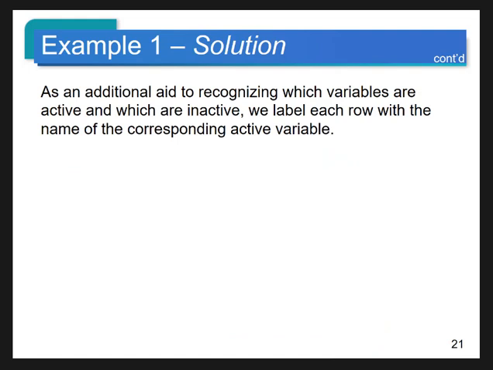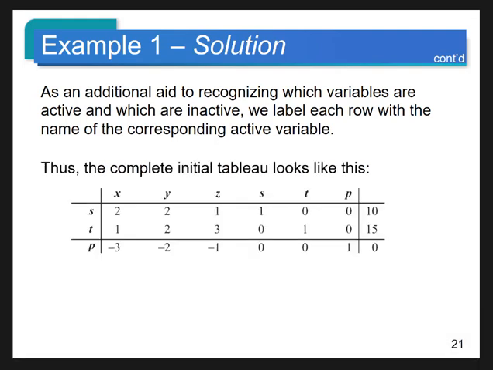So as an additional aid to recognizing which variables are active and which ones are non-active or inactive, we label each row with the name of the corresponding active variable. Like I said, this one gets labeled as an S because we're using the S as the slack variable. This gets labeled with T because we're using T as a slack variable. This one gets labeled with P because that's our objective function.